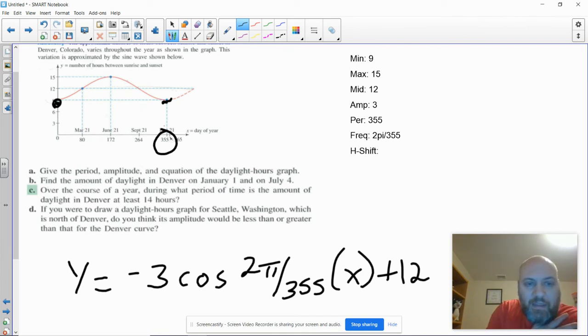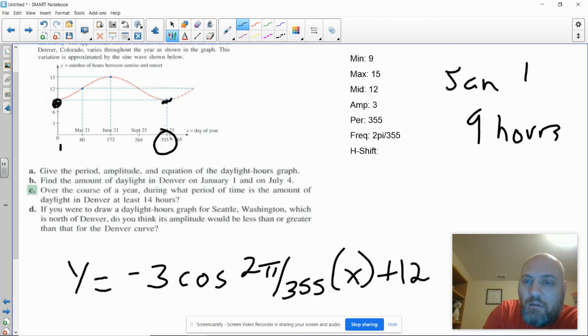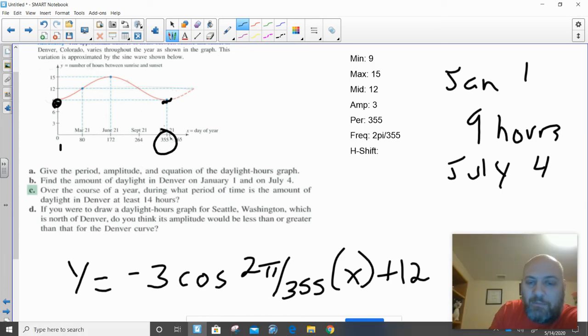So for part B, find the amount of daylight in Denver on January 1st and July 4th. Well, January 1st is at time 0, so I know there's going to be 9 hours on January 1st. July 4th, I have to use my equation. Looking at the graph, I can see day 172 is June 21st. That is 13 days before July 4th, so my X value is going to be 185.